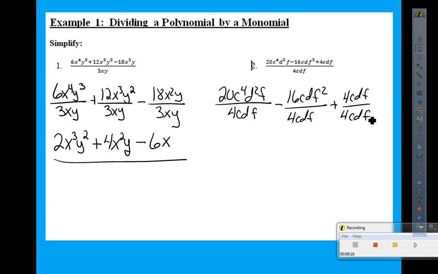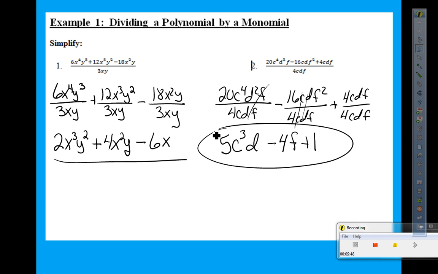Now we're going to combine each term. So 20 divided by 4 happens to be 5. C to the 4th over c is c to the 3rd. D squared over d is just d to the 1st. The f's cancel out. Now move on to your next term. So minus 4, the c's cancel out, the d's cancel out, so I've got an f. And 4cdf over 4cdf is 1. So there we got it. So that's all there is to it.